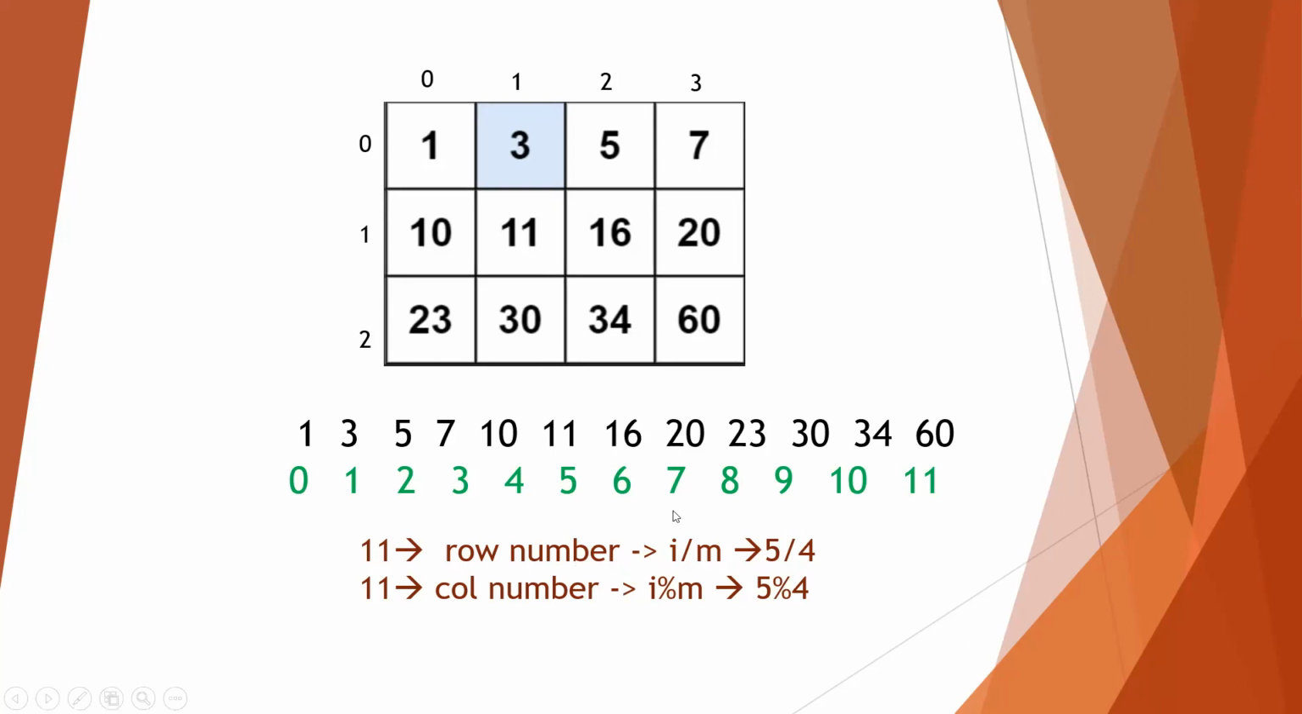Now, what is the intuition behind these formulas? In this case we have 4 columns and 3 rows. So after every 4 elements, a row has been completed. Hence i / m will give us the number of rows which are completed, or the current row, and i % m will essentially give us the distance from the left-hand side, which is the column number. So this was the intuition behind it.